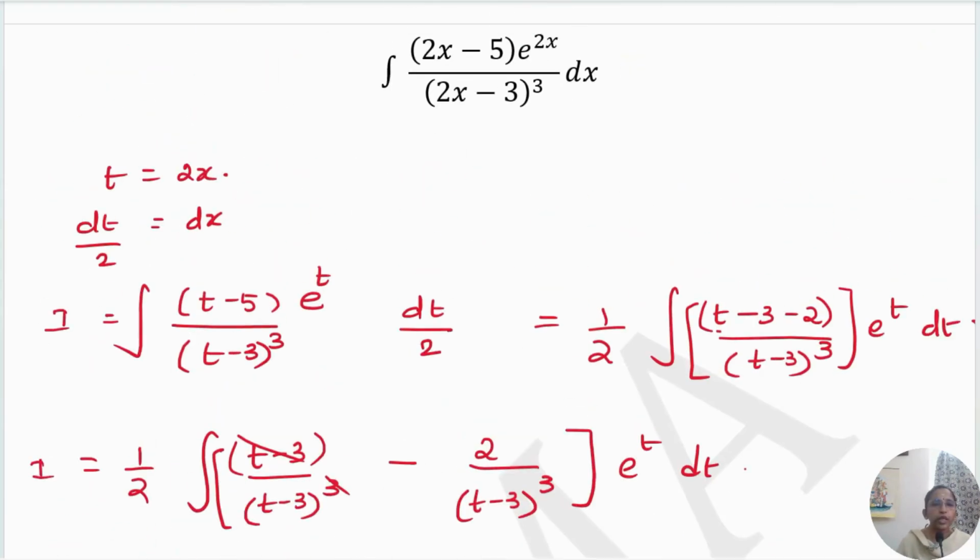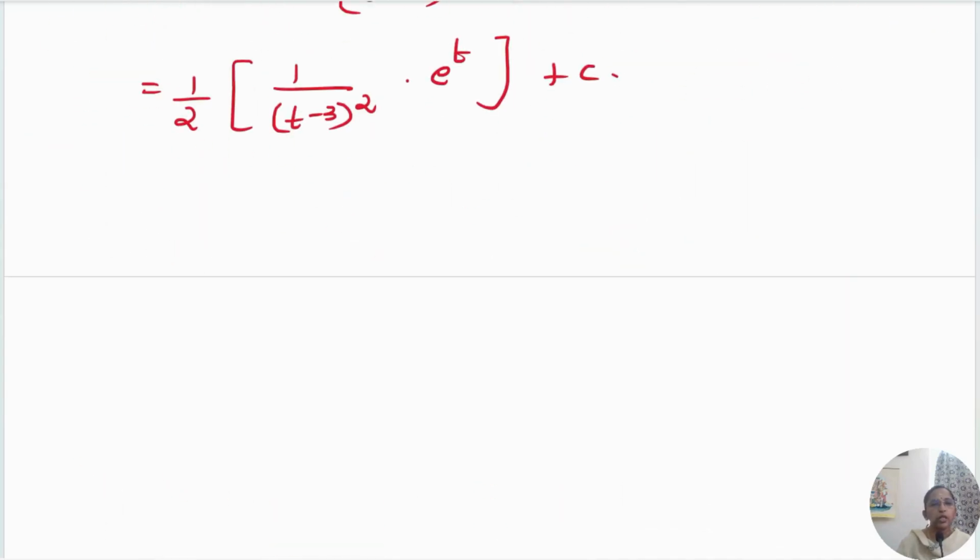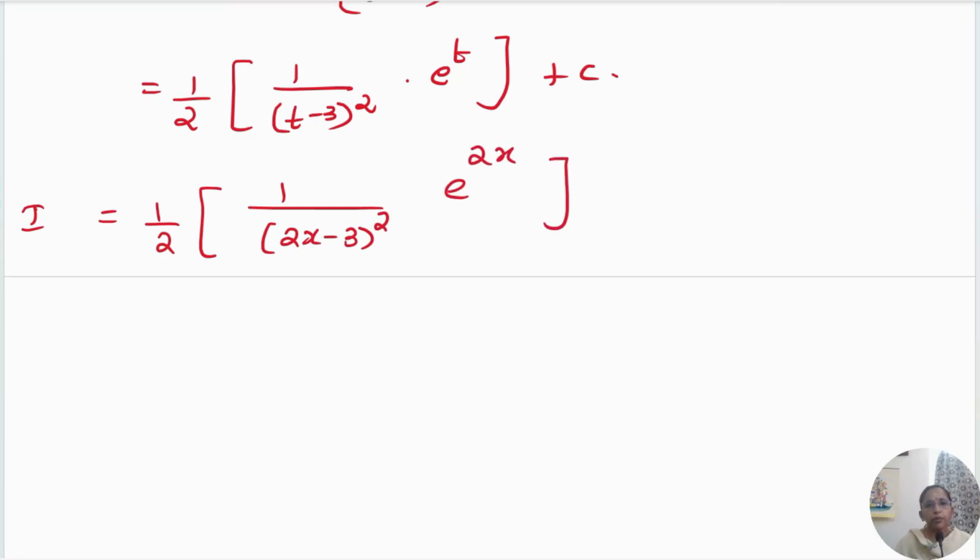Back substitution with your t value. The t value is 2x. So our final answer will be 1 by 2 times 1 divided by (2x minus 3) to the power 2, e to the power 2x, plus c. So this is our final answer.